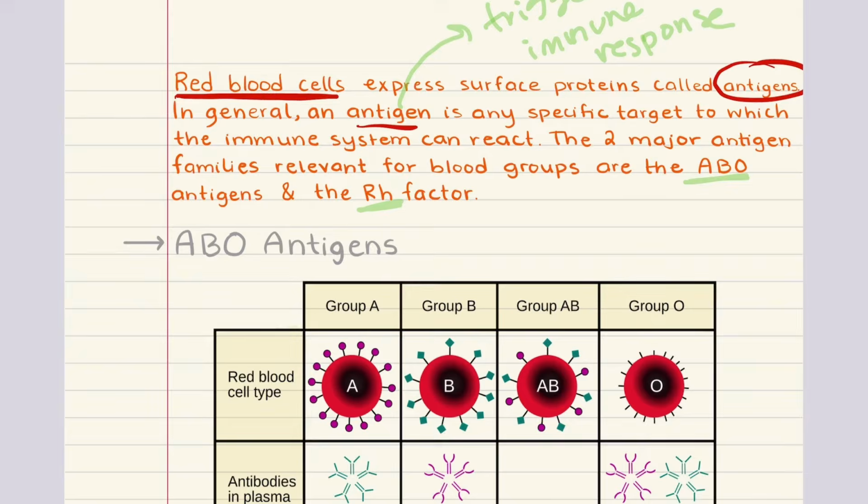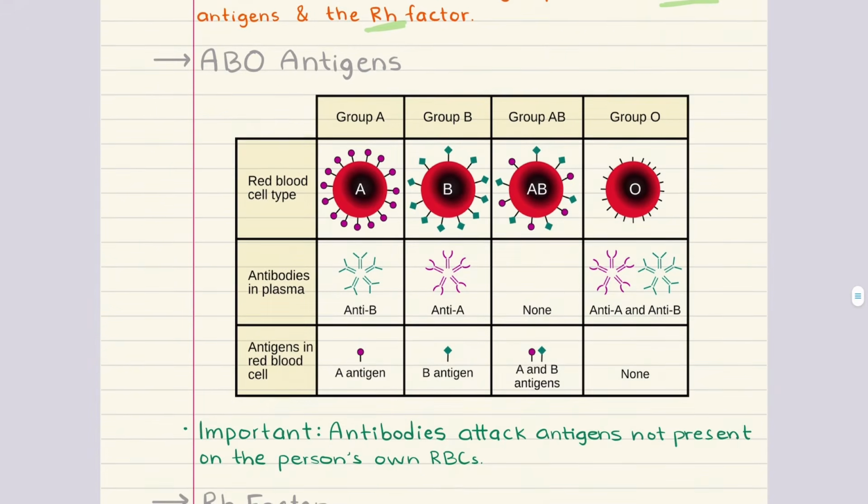Let's start with the ABO system. A person's ABO blood type is determined by which antigens are present on their red blood cells. If your red blood cells have A antigens, then you're type A. If they have B antigens, you're type B. If you have both, you're type AB, and if you have neither, you're type O.